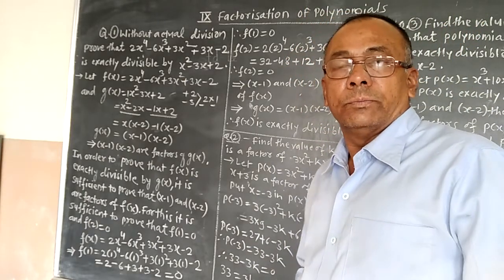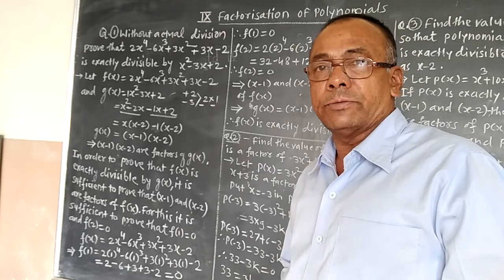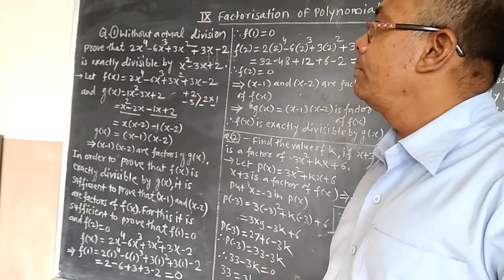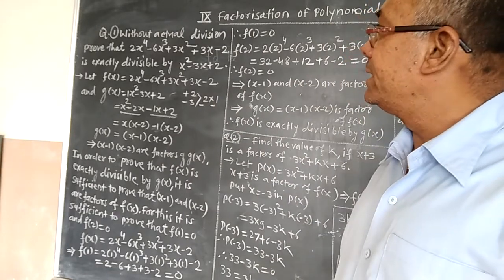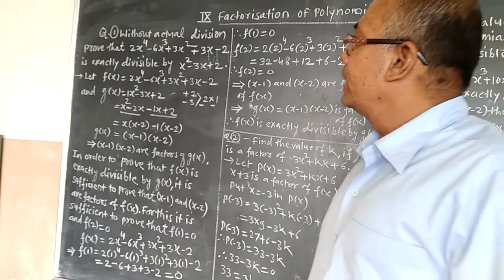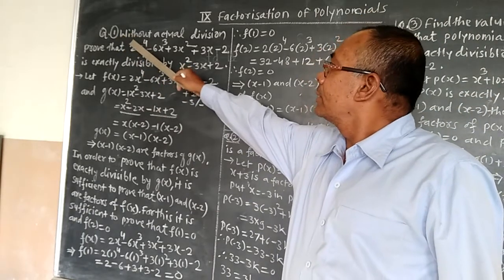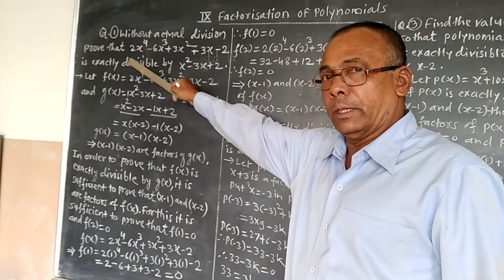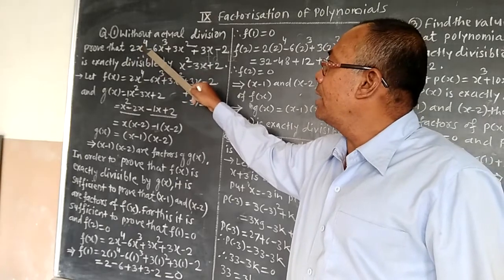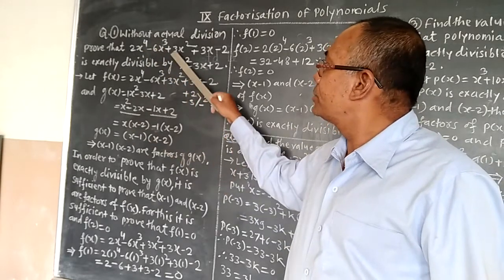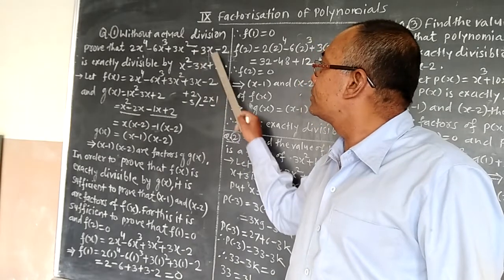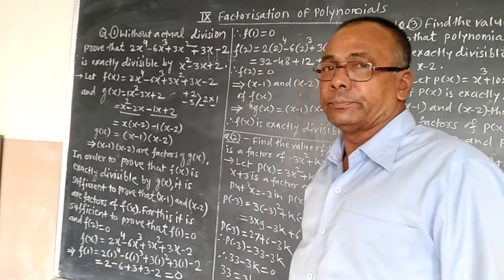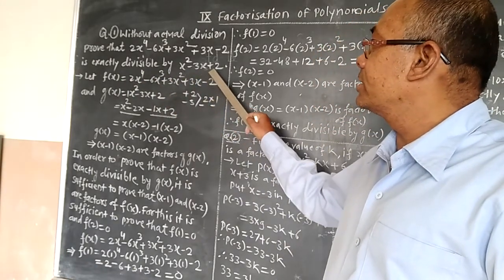So we have seen the factor theorem as well as the remainder theorem in our topic, factorization of polynomials. Here we will see some examples. The first example is: without actual division, prove that 2x⁴ - 6x³ + 3x² + 3x - 2 is exactly divisible by x² - 3x + 2.